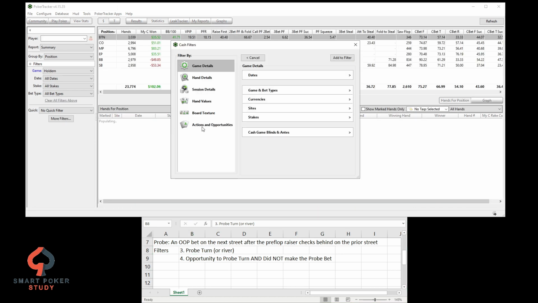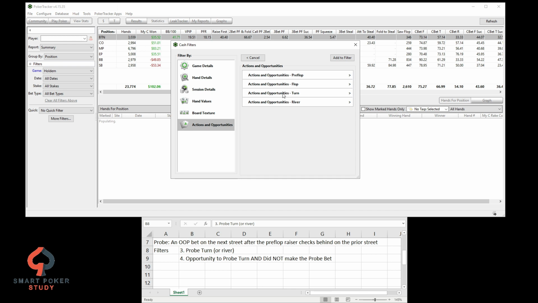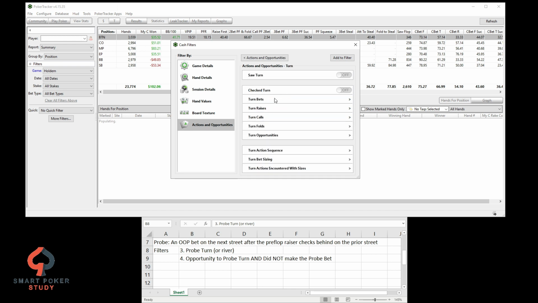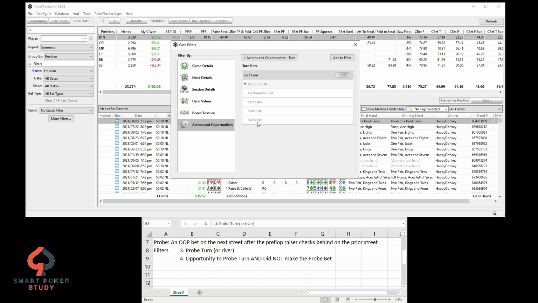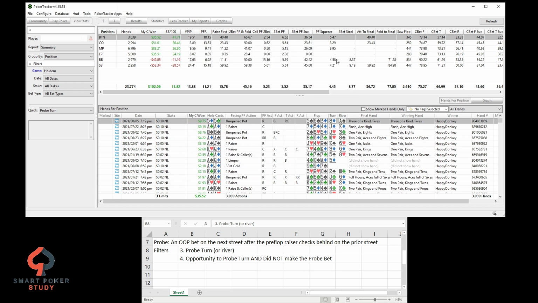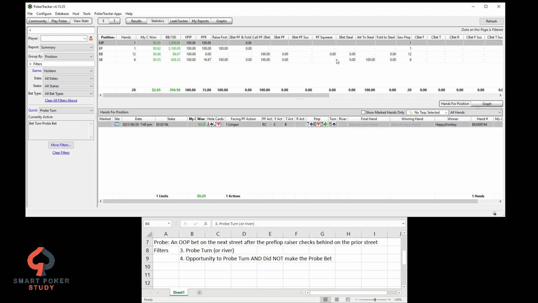More filters. Actions and opportunities. On the turn, of course, a probe is a type of bet, so turn bets, and then highlight or turn on the probe. Save and apply the filters. So we're going to see all the hands where we probed. Hey, lovely, 20 times probing out of position after the c-better checks on the prior street, and we're positive 394.